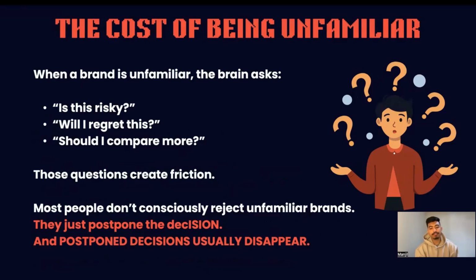The cost of being unfamiliar. When a brand is unfamiliar, the brain asks, is it too risky? Will I regret purchasing this? Should I compare more with other options? And these questions create friction, and our brain hates friction. Most people don't consciously reject an unfamiliar brand. They just postpone the decision because they want to be sure before they buy it. And a postponed decision usually disappears.